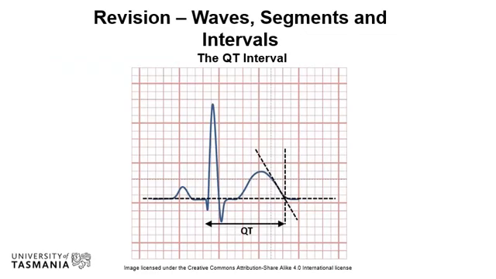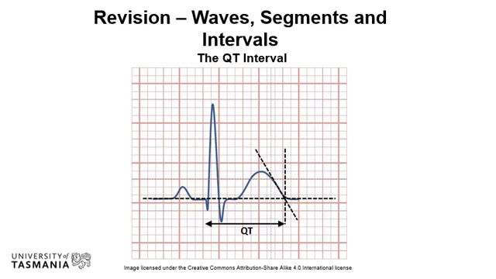The QT interval is the time from the start of the Q wave to the end of the T wave. It represents the time taken for ventricular depolarization and repolarization. The length of the QT interval varies with the heart rate, so a faster heart rate results in a shorter QT interval. An abnormally prolonged QT is associated with increased risk of ventricular arrhythmias.